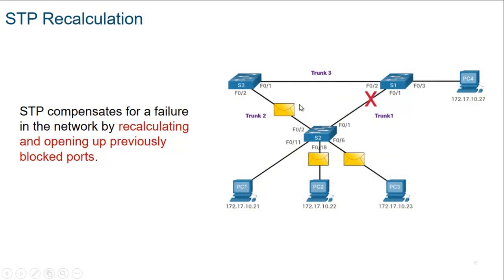This link was blocked just now. So let's say that this link is down. Because this link is physically available, it will now be unblocked and then it will now work as usual. So STP compensates for a failure in the network by recalculating and opening up previously blocked ports.